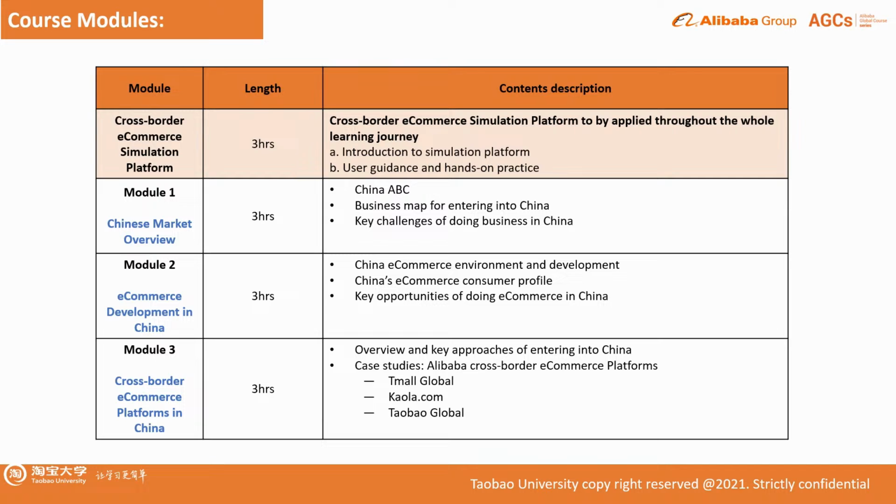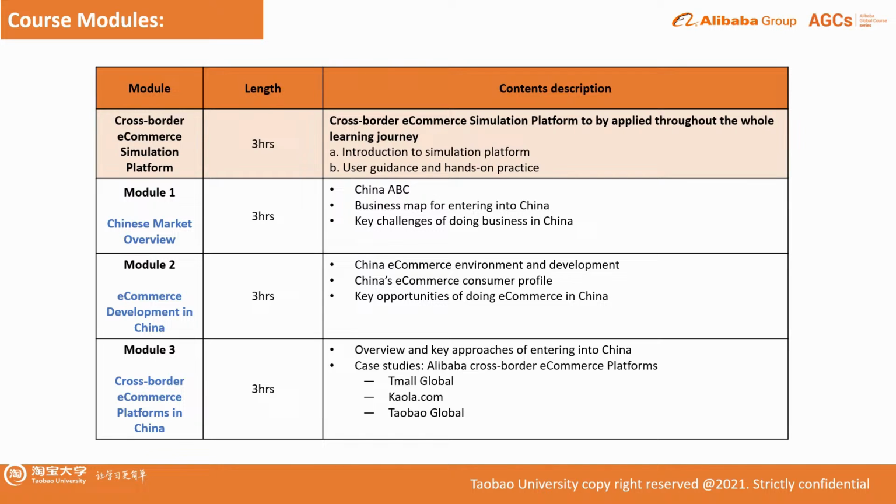So this will be an introduction on the toolkits. And then we come to Module 1, China Market Overview. It consists of China ABC, for example, regulation-wise, how China promotes or encourages import, and what are the key categories, what are the trends, and the business map for entering into China.